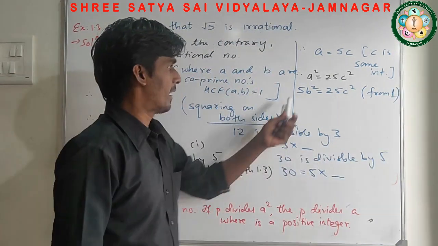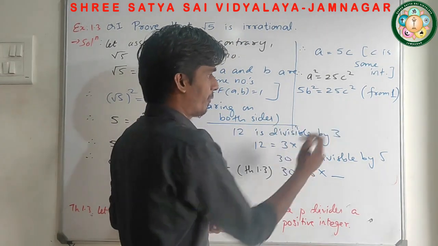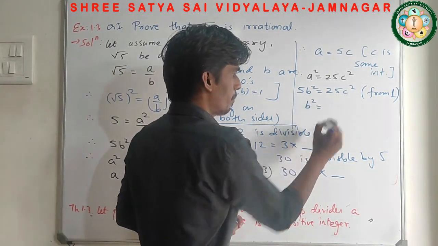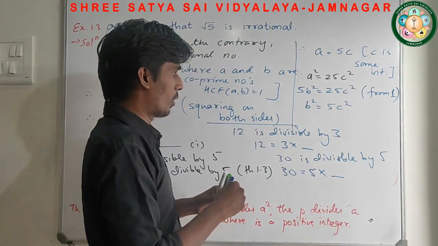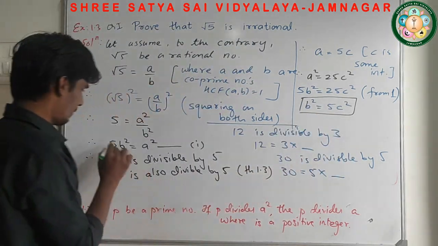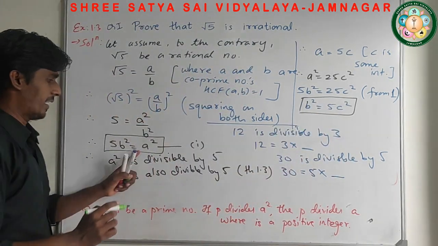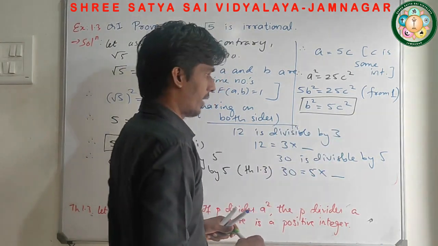Now definitely 5 will cancel 25. If I take 5 to this side, it will divide. 25 by 5 is what? b square is what? 5c square. I got one more equation. Here I got a square equals to 5b square. Now I got b square is 5 into c square.